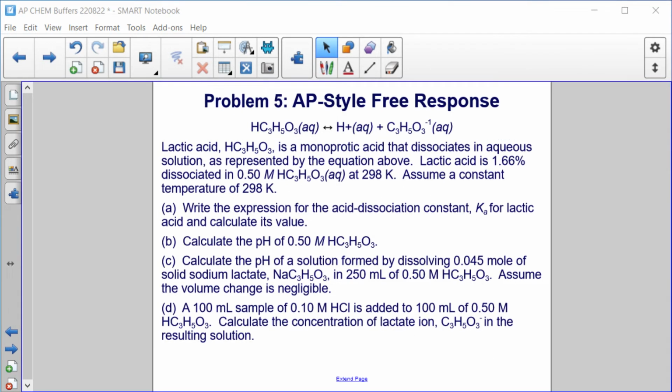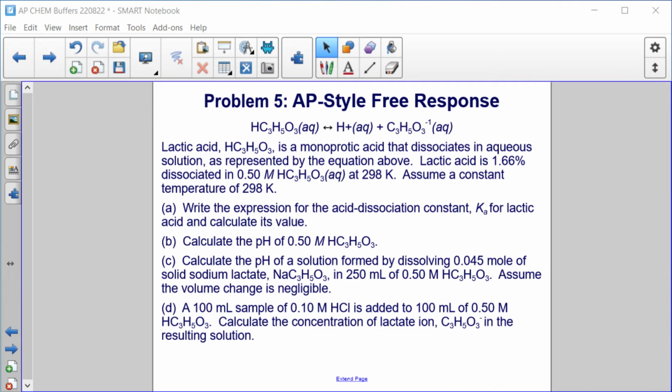Problem 5, AP style free response. We have lactic acid, HC3H5O3, a monoprotic acid that dissociates in aqueous solution as represented by the equation shown. Lactic acid is 1.66% dissociated in 0.50 molar HC3H5O3 at 298 Kelvin. Assume a constant temperature of 298 Kelvin.